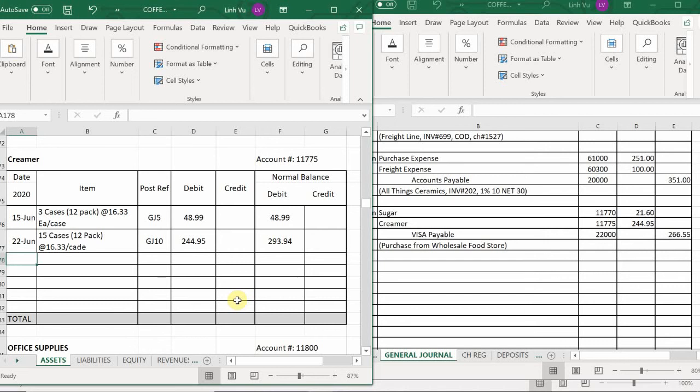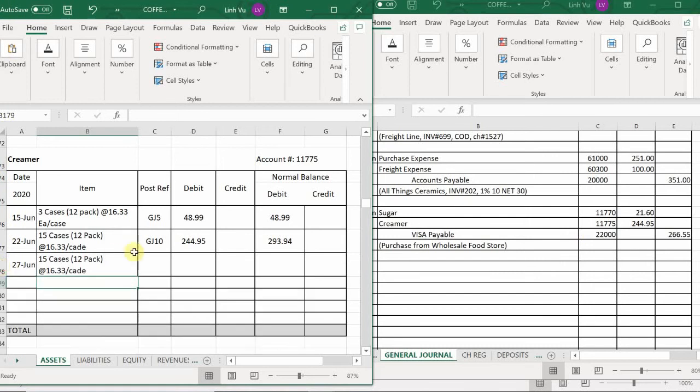Then we did the sugar. Now we need to do the creamer. Creamer, 15 cases at $16.33 per case. General Journal number 17. Your debit total is $244.95, and it'll give you a total of 293.94 plus the 244.95 came to 538.89. Excellent.